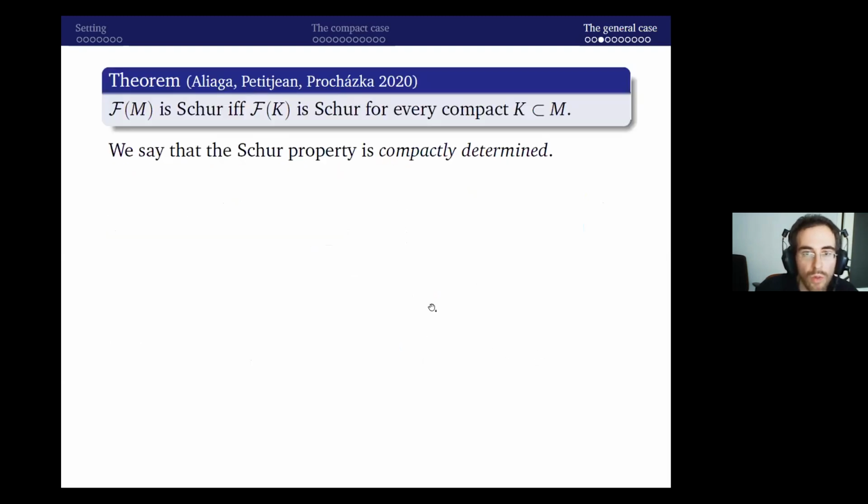Okay, so once we have this, now it's easy to prove this theorem here that says that a free space has the Schur property if and only if the free space over every compact subset of M also has the Schur property. So we say simply that the Schur property is compactly determined for free spaces. And one implication is clear, of course, by passing to subspaces.